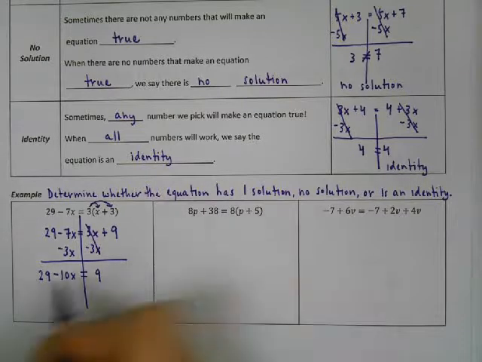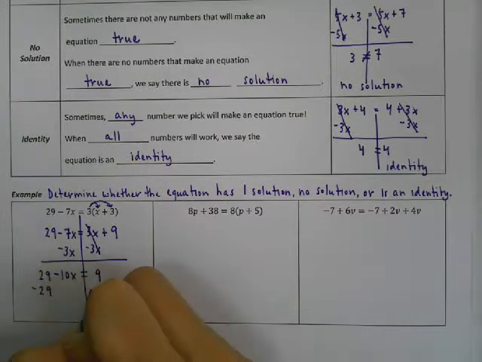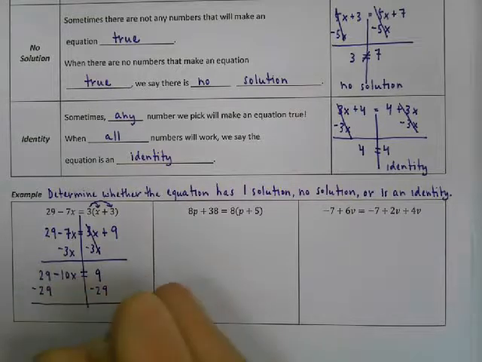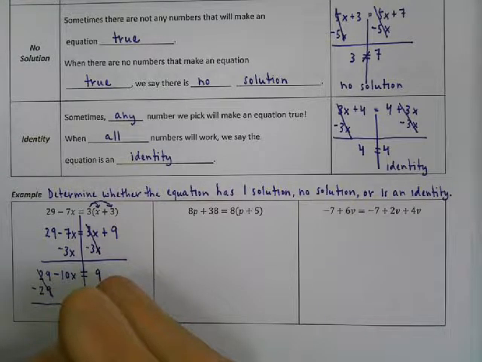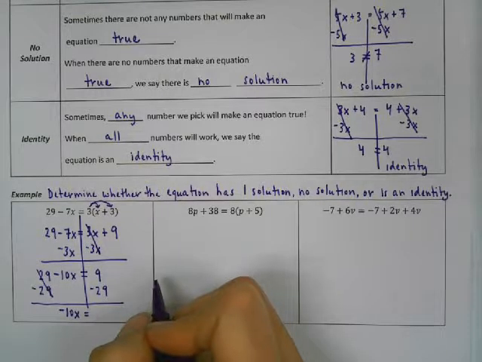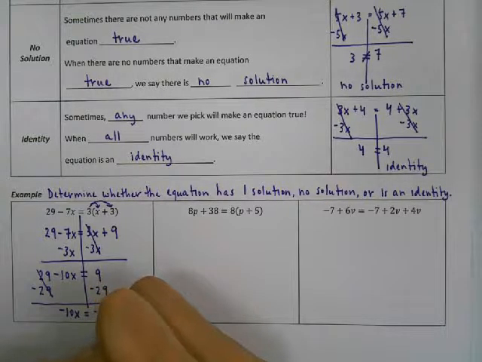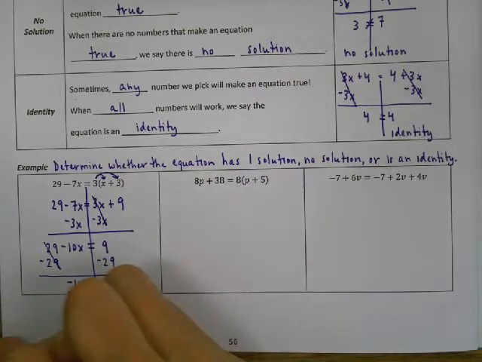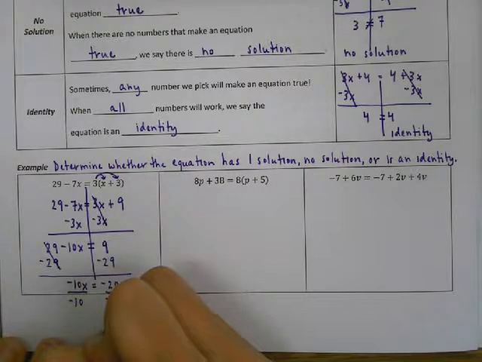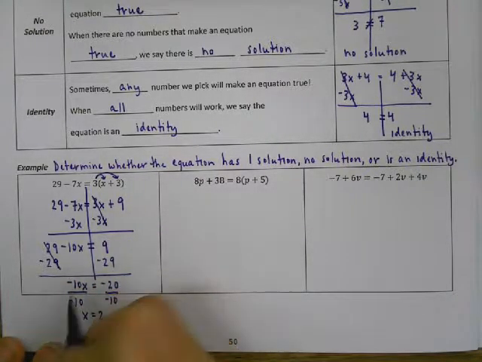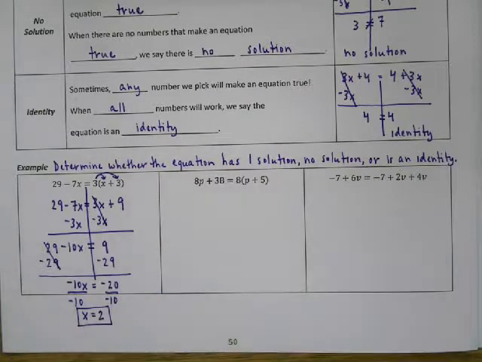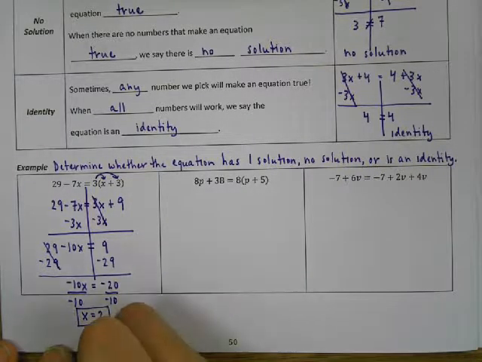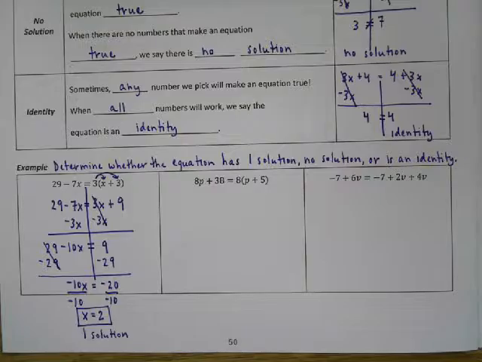Now I'm down to a two-step equation. I'm going to move this constant over, my minus 29. That goes away. My negative 10x comes down. 9 minus 29 gives me a negative 20. My last step then is to divide both sides by negative 10. And x is equal to 2. Since I got x equal to a number, I know I have one solution. So let's see what our other problems get us.